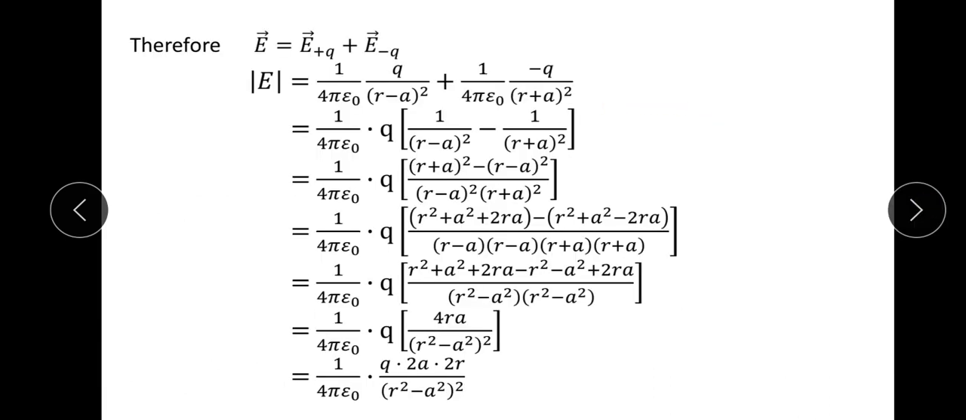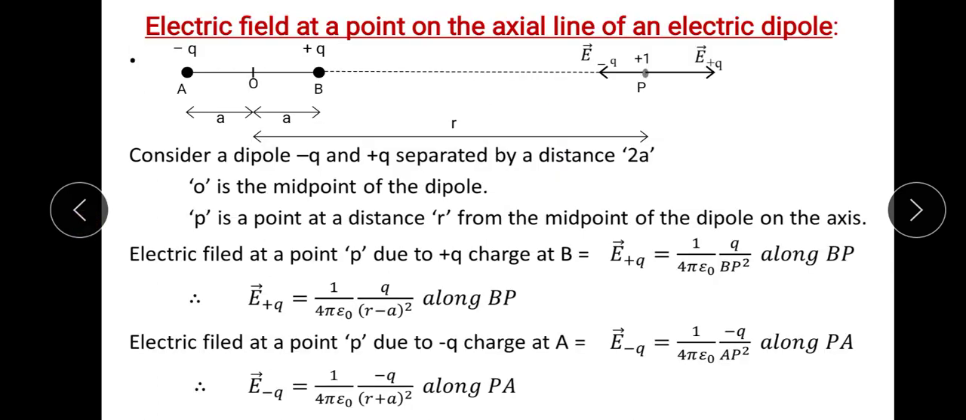Now you can see in the equation E is equal to E plus q plus E minus q. Now what is E plus q? E plus q is 1 by 4 pi epsilon naught into q by r minus a the whole square, plus, what is E minus q? It is 1 by 4 pi epsilon naught into minus q by r plus a the whole square. Correct? So we have substituted from these two equations.